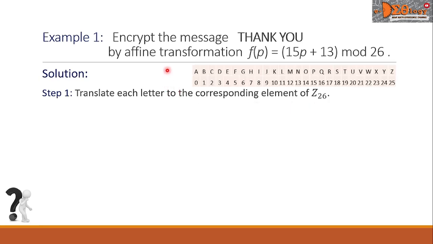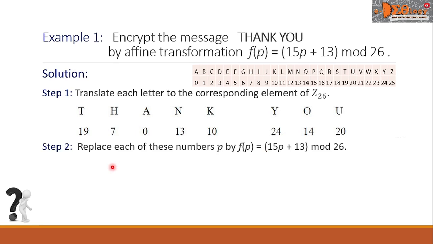Again, we have this alphanumeric table. The word "thank you" is here, and the corresponding numbers for each of the letters are 19 for T, 7 for H, 0 for A, 13 for N, 10 for K, 24 for Y, 14 for O, 20 for U.